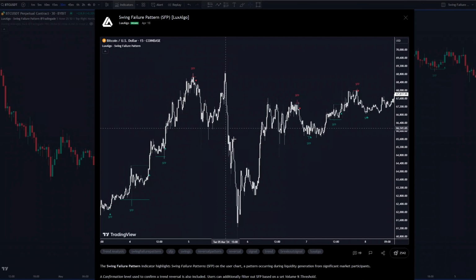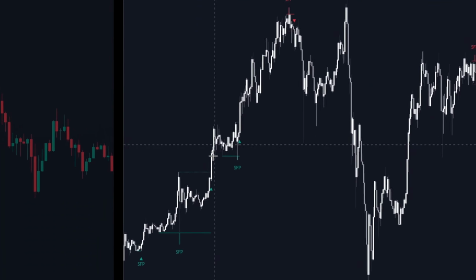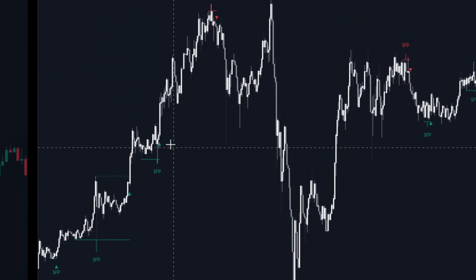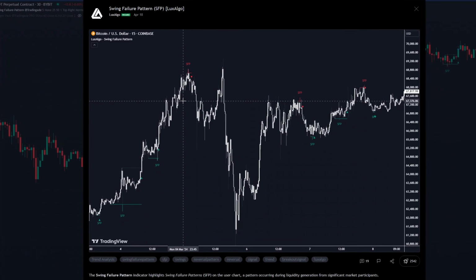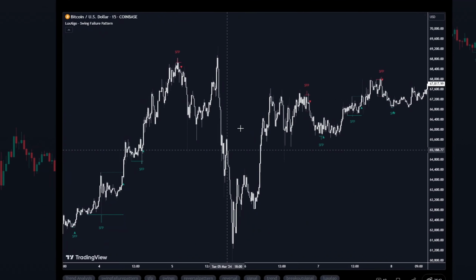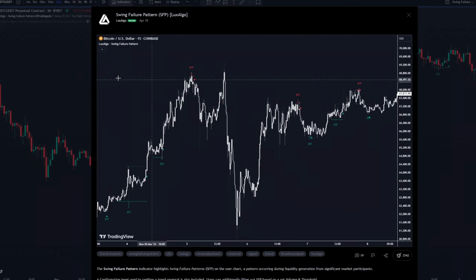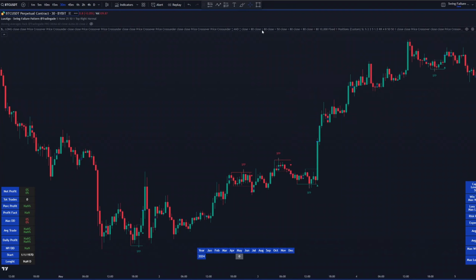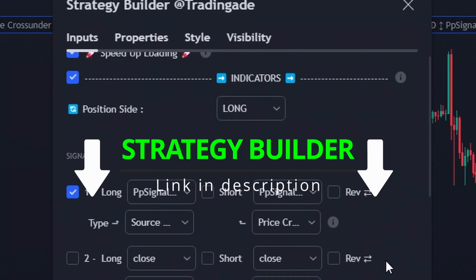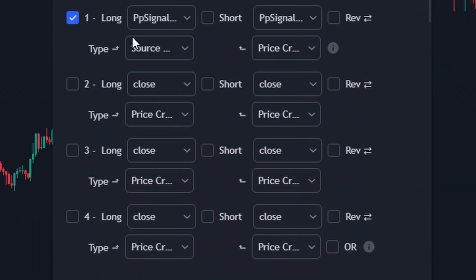The logic is absolutely simple. And as you can see from the chart, this can happen because of a lot of liquidity in this area right here. Now that we have mastered the basic functions of this indicator, we just need to turn it into a strategy. And in order to turn this amazing indicator into a strategy, we will use our strategy builder, a powerful tool that allows us to build strategies without coding.